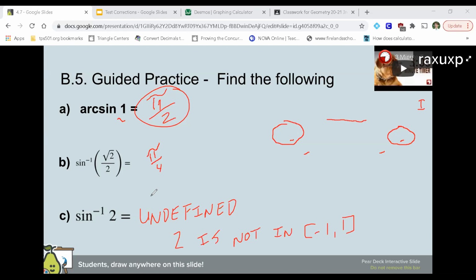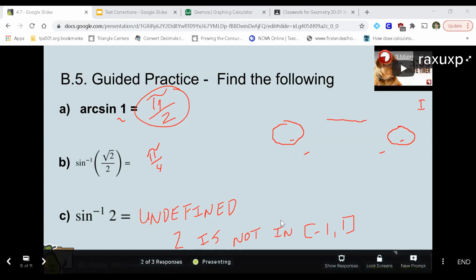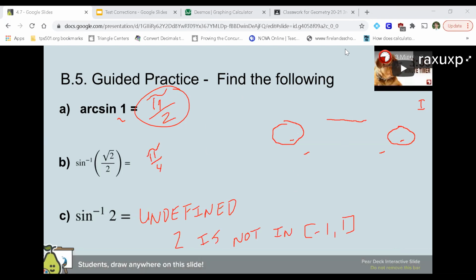Yay? Okay. Well, if all of this makes sense to you so far, this is it. This is the class. Because for cosine and tangent, it's the same thing, just with the different quadrants that you look at.